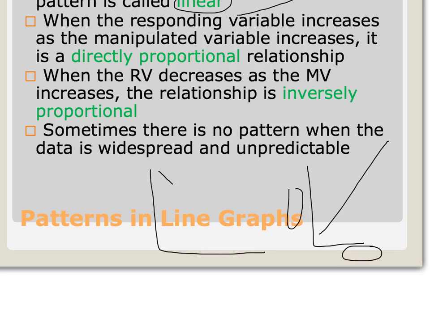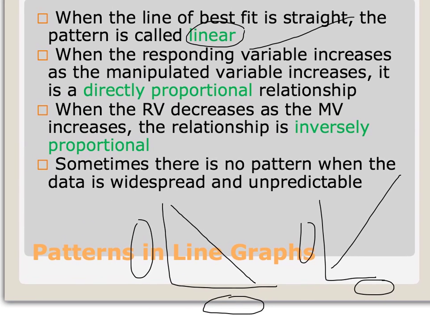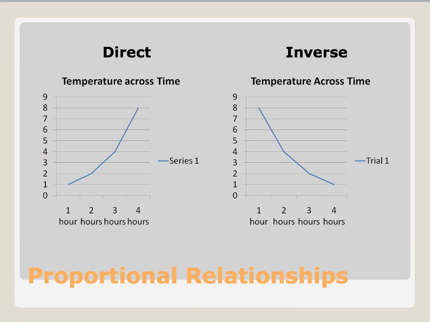Sometimes what you'll see is a graph that's straight but looks like that. That means that as your manipulated variable increases, your responding variable decreases. So that relationship is called inversely proportional. And in some cases, there is no pattern, in which case we would just say there is no pattern. So here are a couple of examples, again, of direct and inverse proportions. Once again, we are missing labeling on our axes, although we have some very basic titles, so that's good.